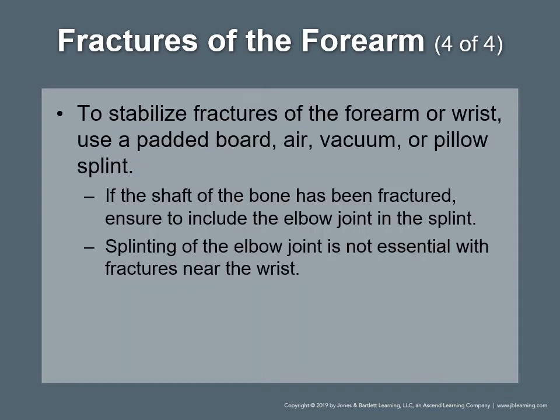To stabilize fractures of the forearm or wrist, you can use a padded board, air vacuum, or pillow splint. If the shaft of the bone has been fractured, ensure to include the elbow joint in the splint. Splinting of the elbow joint is not essential with fractures near the wrist. The patient will be more comfortable if you add a sling or pillow for support. If possible, elevate the injured extremity above the heart to help alleviate swelling.